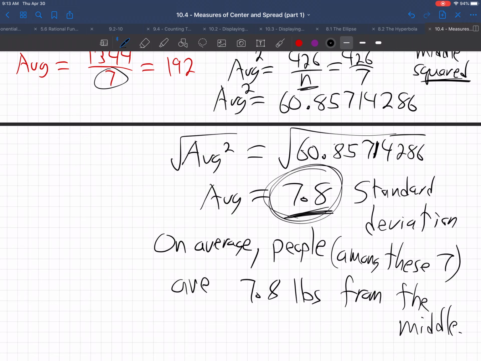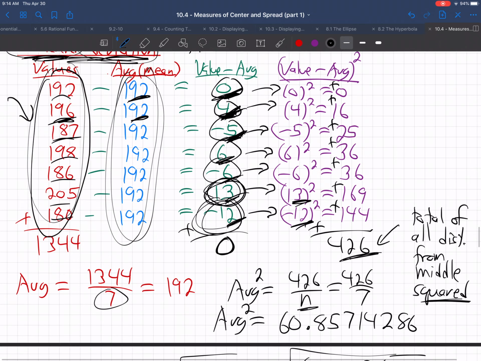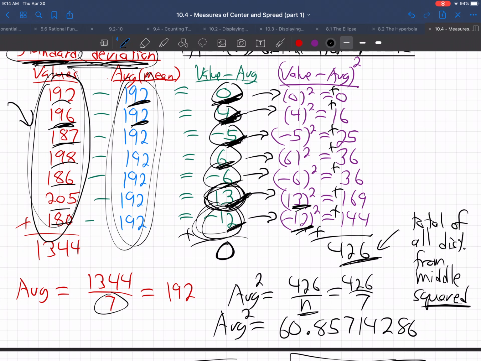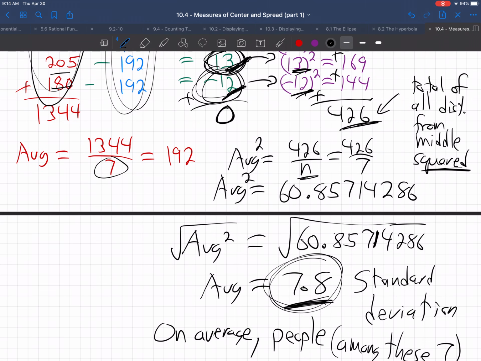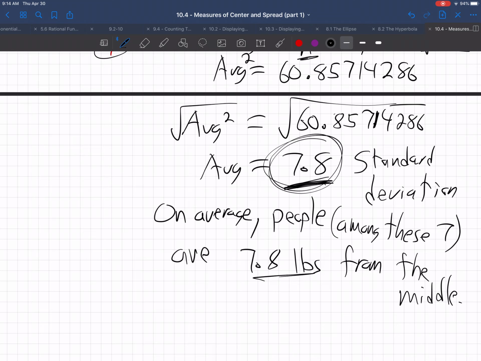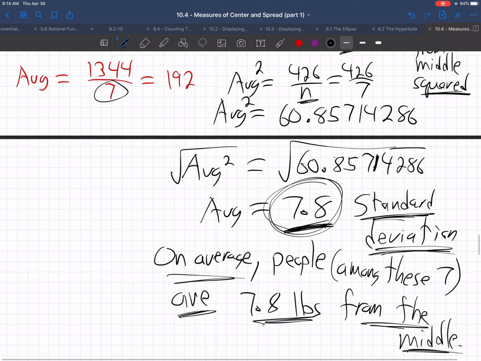So that's how far people are from the middle, right? You can see that's about right. Some people are way above, 13, and 12 below, and some are close, like only 4 or right on the middle. So on average, people are 7.8 pounds off of the middle. It tells you how spread they are. The average person is 7.8 pounds from the middle in this data set. Some are further from the middle, some are closer, but that's what standard deviation is: average distance from the middle. On average, they're 7.8 pounds from the middle.